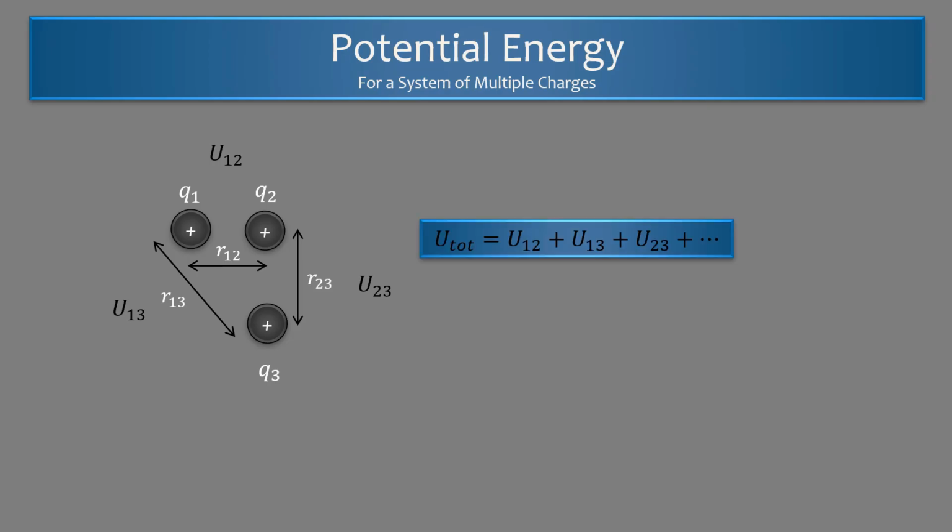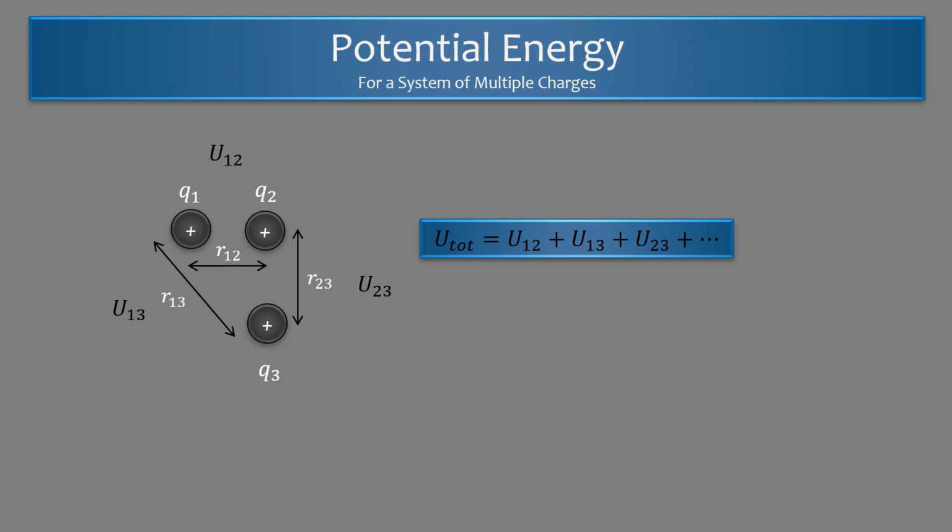So to get the grand total, the total energy of the entire system, you just add them all up. It's a simple sum, U12 plus U13 plus U23. It's completely additive. And if we had a fourth charge, we just find all the new pairs it makes with 1, 2, and 3 and add those energies into the pot as well.